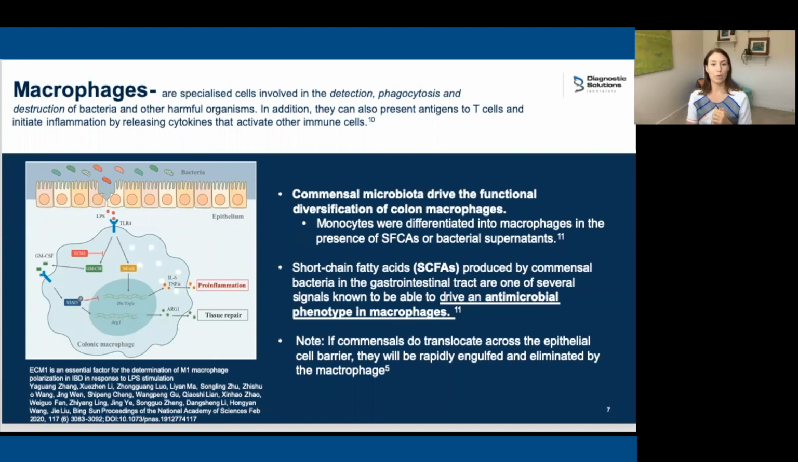It is interesting though, these commensals have this nice relationship with our immune cells, providing food for them, but if they were to translocate across the epithelial cell barrier, these macrophages would rapidly engulf them and eliminate them. So there is this continuous dance between our microbiota, the intestinal epithelium, and our immune system. On one hand, the intestinal epithelium and the gut benefit from a large array of short-chain fatty acids that the commensal bacteria are producing.